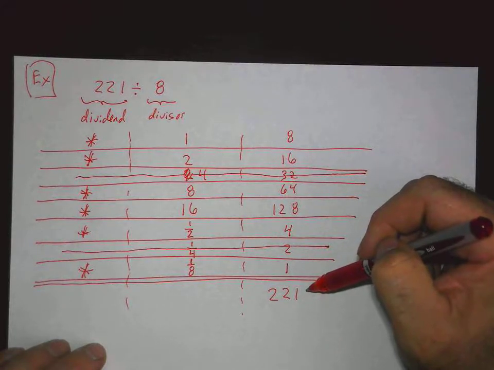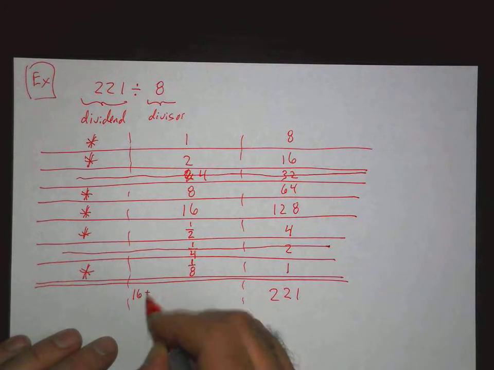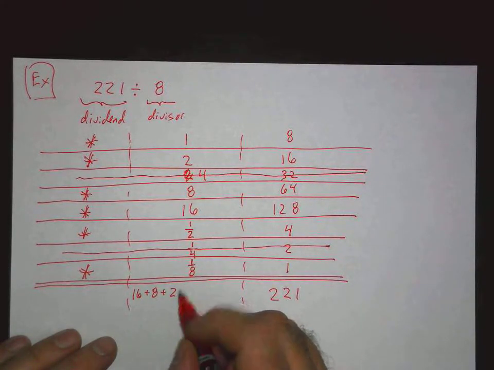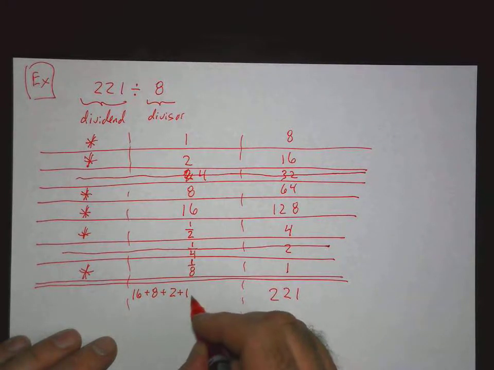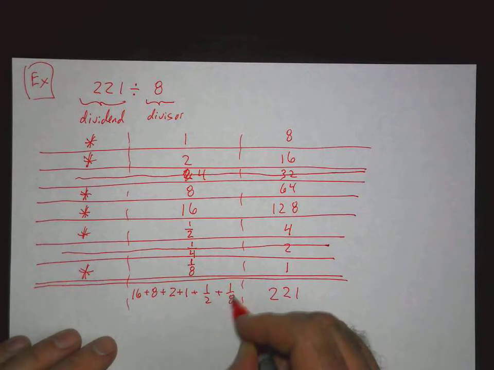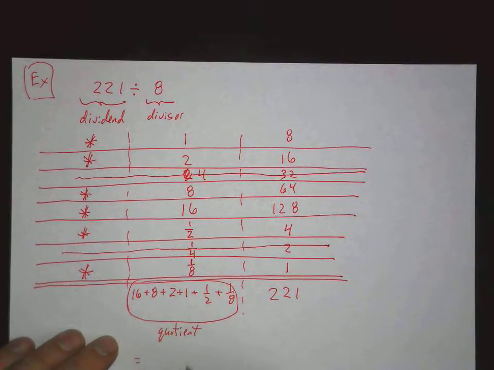Now what I want to look at are the powers of 2 that I had to multiply the divisor by to get this. And I had 16 plus 8 plus 2 plus 1 plus 1/2 plus 1/8. And this is my quotient. And let's see, that's 16 plus 8 plus 2 is 26, 27 plus 1/2 plus 1/8. So 221 divided by 8, 27 plus 1/2.